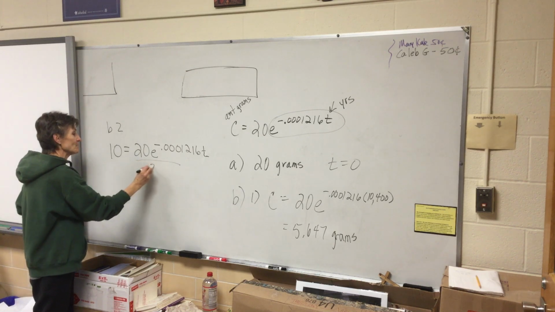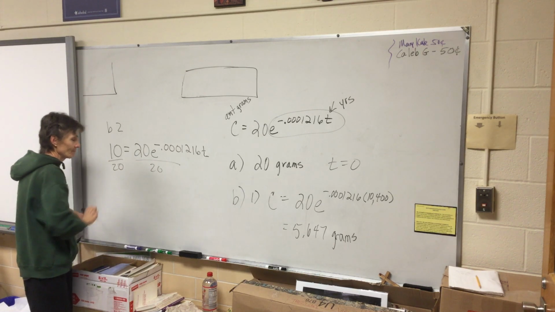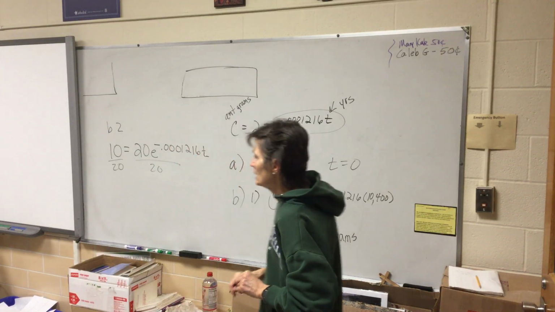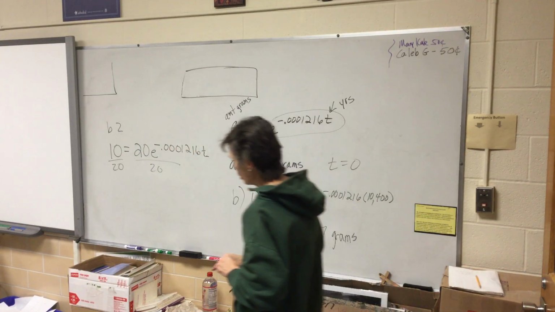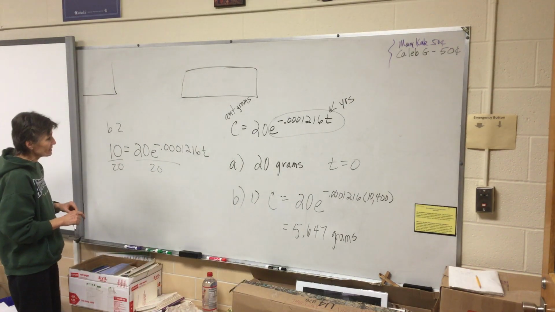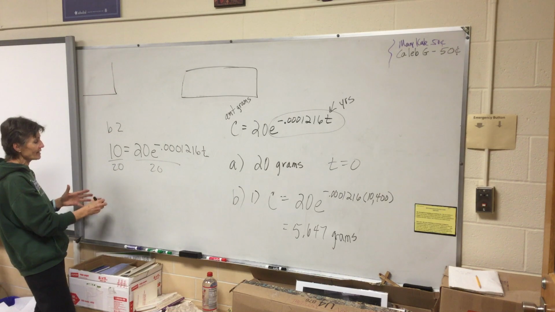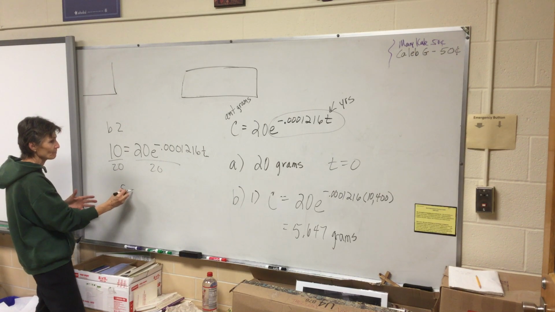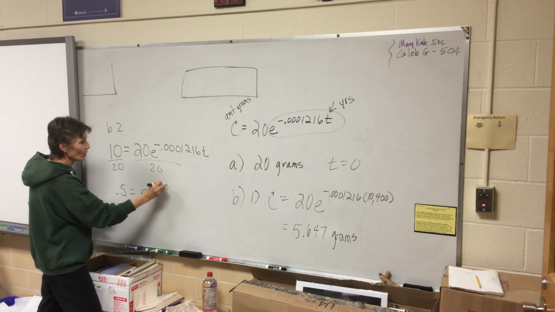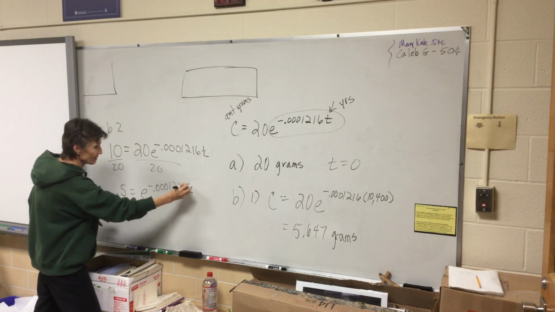Guys, we got to divide by 20. You got to get rid of that initial value. That's going to cause you all kinds of trouble if you don't get rid of it. So in this case, it's beautiful. I'll divide and I get 0.5 equals e to the negative 0.0001216t.